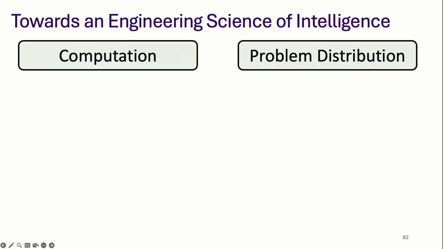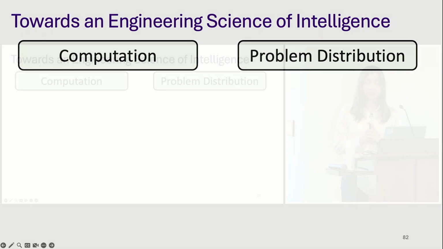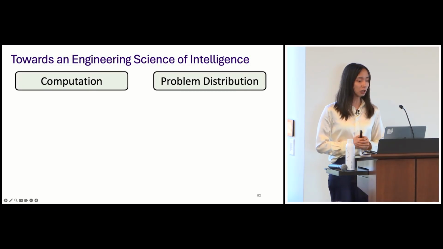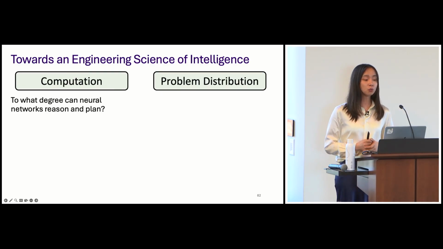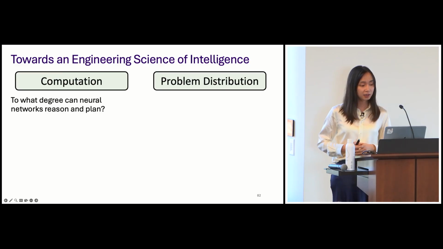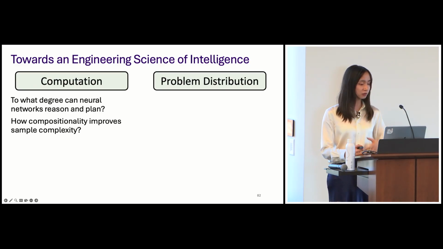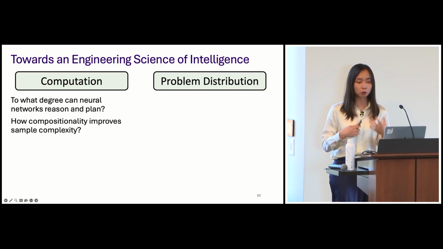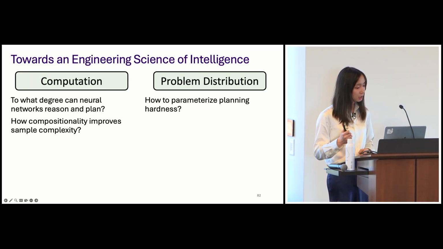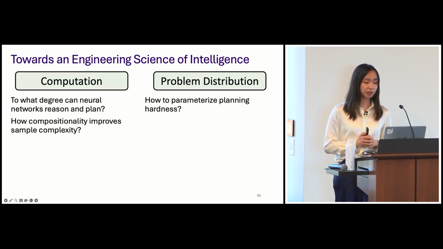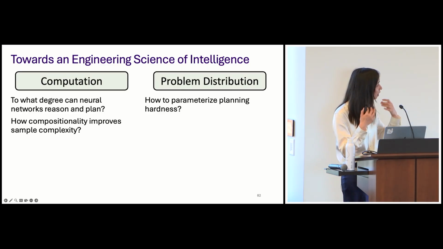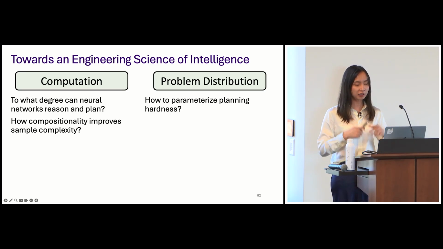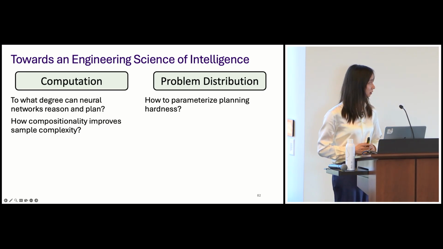Another future direction I'm very interested in is building the engineering science of intelligence. This involves answering questions about two aspects. The first is on the computation side: to what degree can neural networks reason and plan? And also, how does compositionality, such factorization structure, improve the overall sample complexity of systems? On the problem distribution side, I'm interested in how we can parameterize the practical hardness of planning problems. And actually, the Neuro-Symbolic framework gives you a lot of evidence and frameworks to talk about such questions and suggest solutions to model such problems.